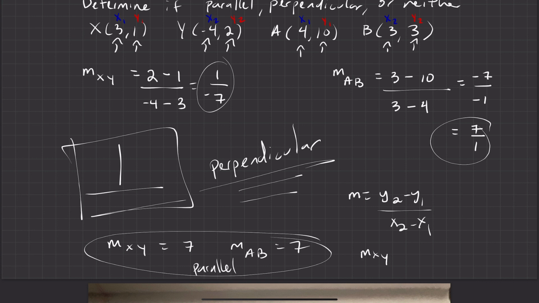Or if you have something like this, where the slope of XY is 7 and the slope of AB is 3, then what can you say about the slopes? They are neither. Okay? Just in case something pops up like that.